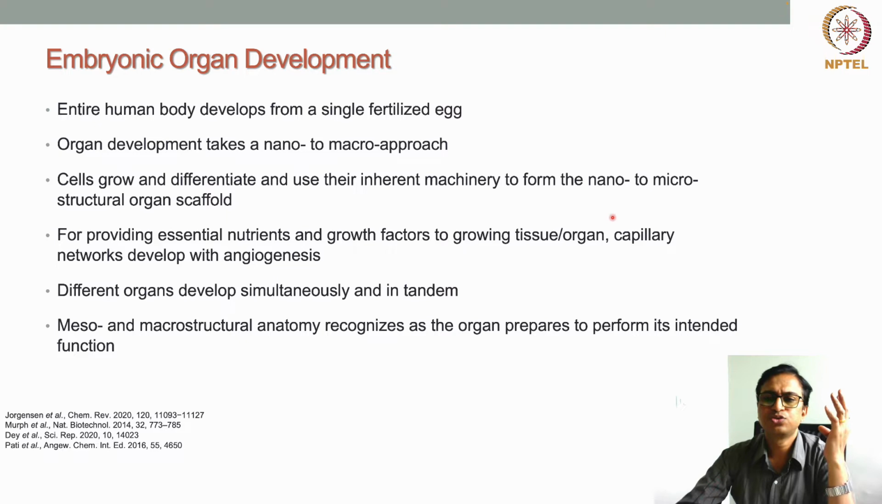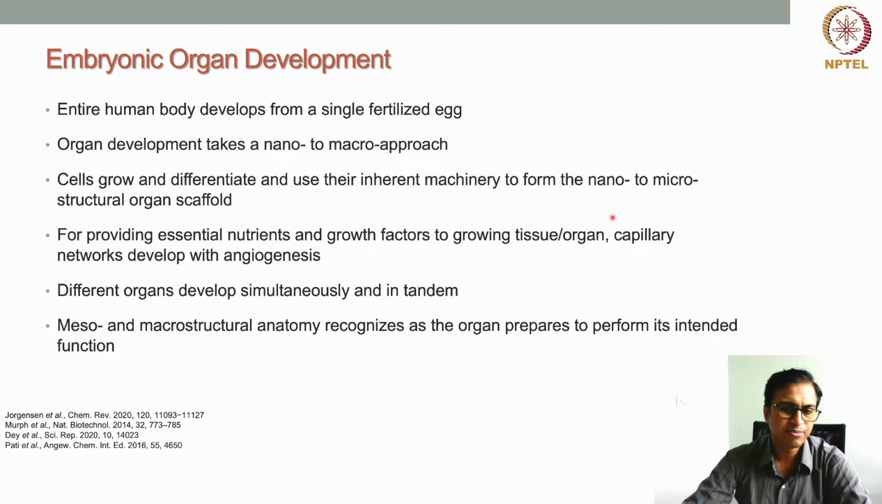That means the cells produce their own extracellular matrix using their own machinery. The cells have the capability to produce different extracellular matrix components, because in this way they can pattern, arrange and organize the extracellular matrix in a nano to microstructure, which is helpful for that particular tissue or organ development.